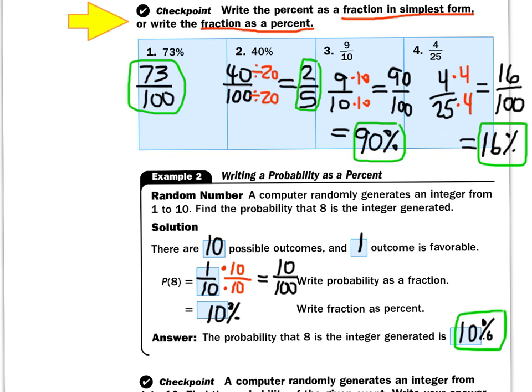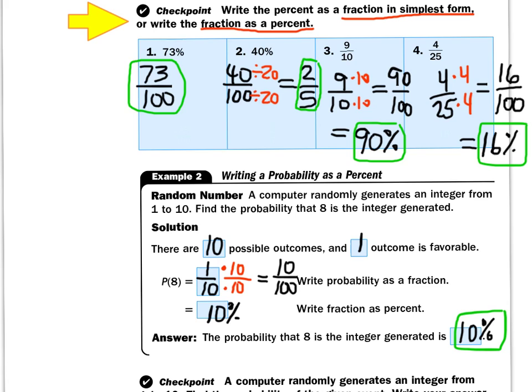Now, on number 3, they start me with a fraction, so I have to change it into a percentage. So look at the denominator, the 10, and just say, what could you do to the 10 to make it become 100? You would multiply by 10. So multiply the top and the bottom by 10. That gives you 90 over 100, which is 90%. And then for 4 over 25, you would multiply 25 by 4 to make it become 100. So just multiply the top by 4 to make it 16. So it's 16 over 100, which is 16%.